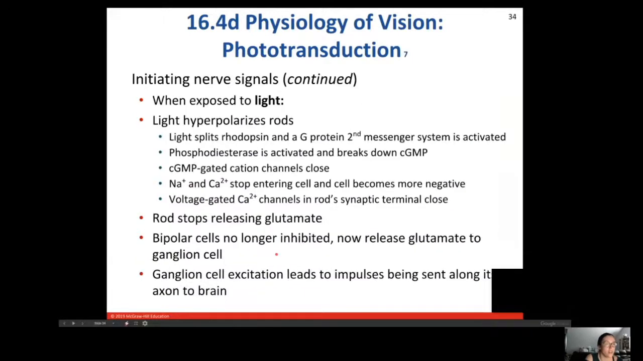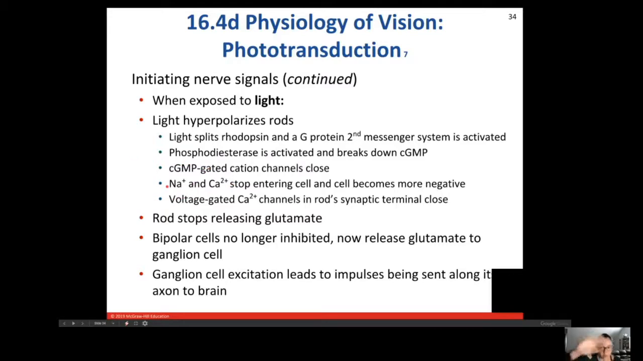That bleaching reaction is going to activate a second messenger system. And this second messenger system is going to cause something to happen in the cell. It's going to activate phosphodiesterase, and it's going to break down the cyclic GMP. And what was the cyclic GMP doing before? The cyclic GMP was actually keeping open those cation channels. Now that we have less cyclic GMP, the cation channels are going to close, and they're going to prevent those positive ions from entering the cell.